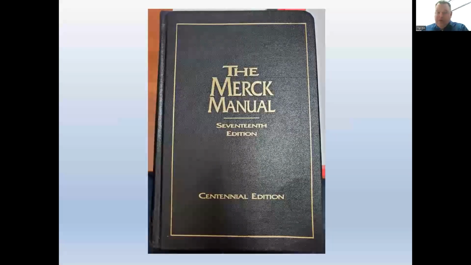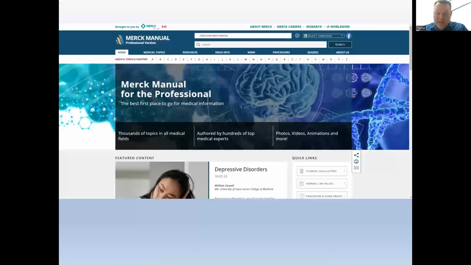The Merck Manual of Diagnosis and Therapy is a best-selling medical textbook, which was first published in 1899. It's the oldest continuously published English language medical textbook. It's now published online. There's a consumer version, a professional version, and a veterinary version.